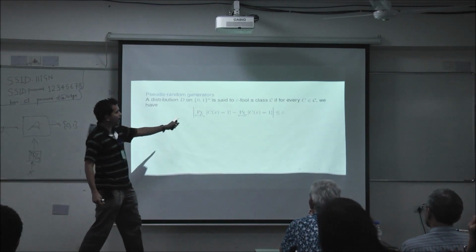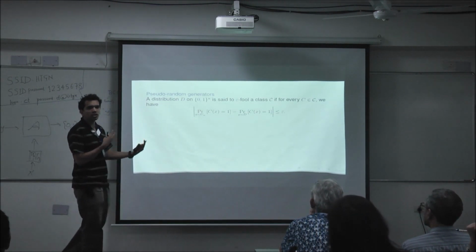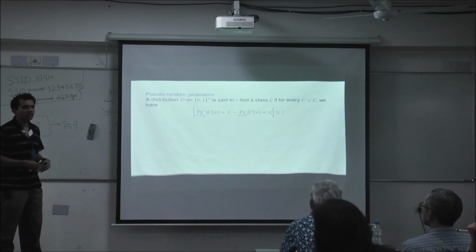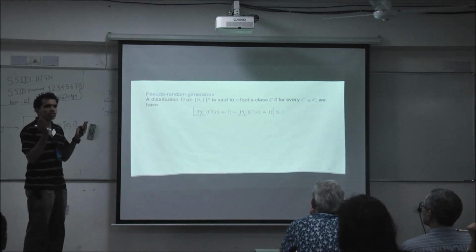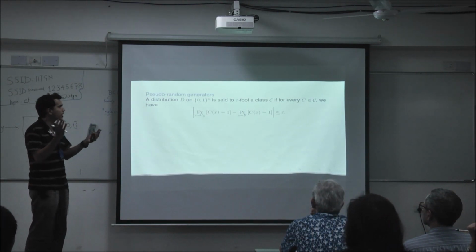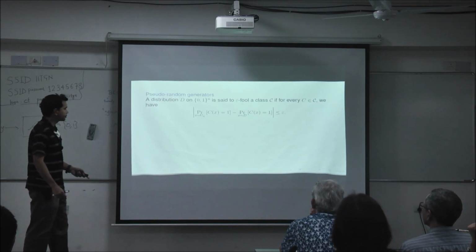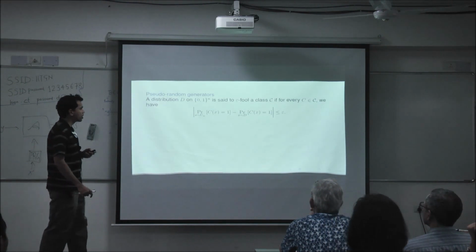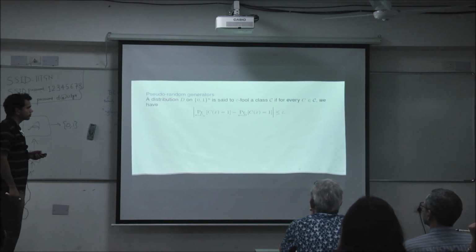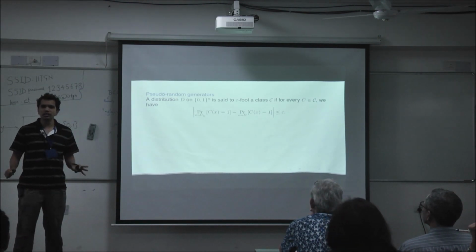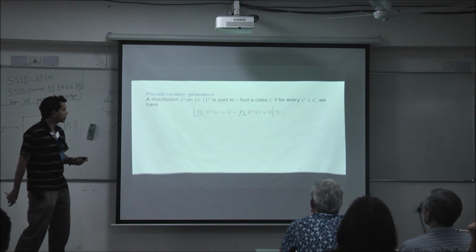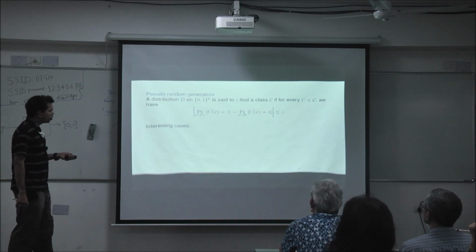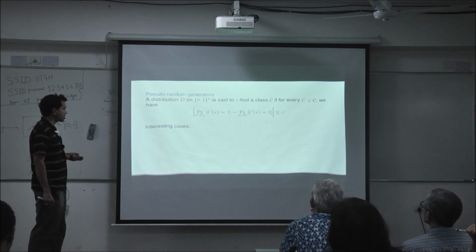So if the algorithm accepts with roughly the same probability on both the random string and the pseudo-random string, then you say that the pseudo-random distribution is pseudo-random. It fools this class. And then there's a parameter epsilon that dictates how much this string fools the class. Does this definition make sense to everybody? Okay.